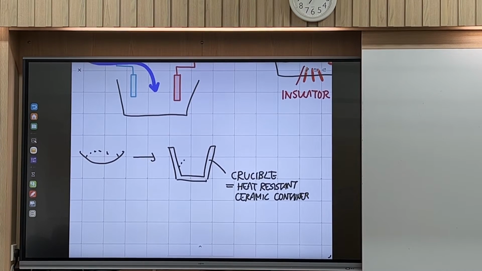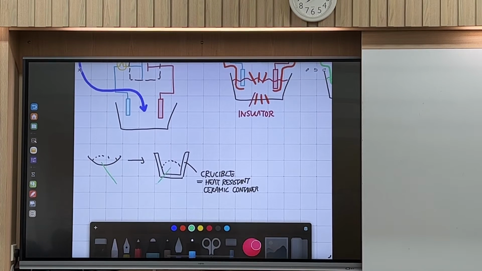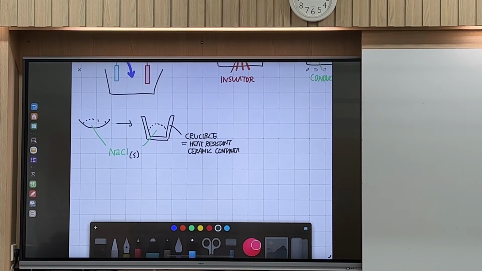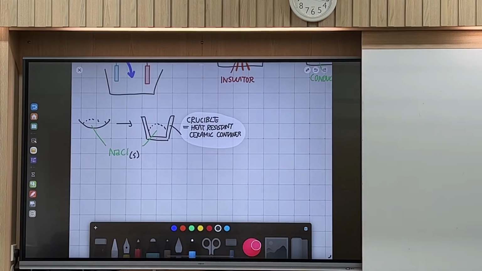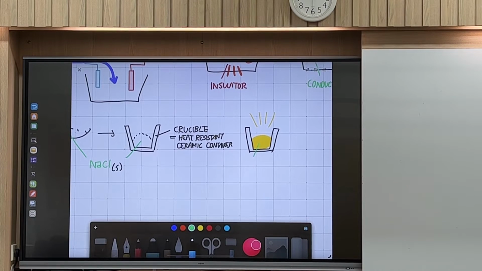When you put the salt, which is still in a solid state, in the crucible, and then you heat it up very, very strongly using the Bunsen burner, this is what will happen next. It will melt into a glowing liquid. So now it will look like this if you heat it to a really, really high temperature.